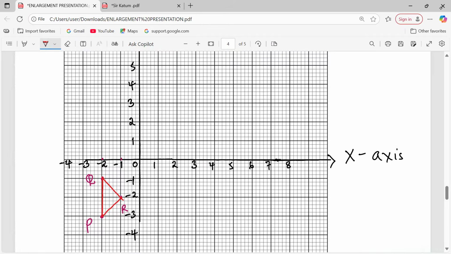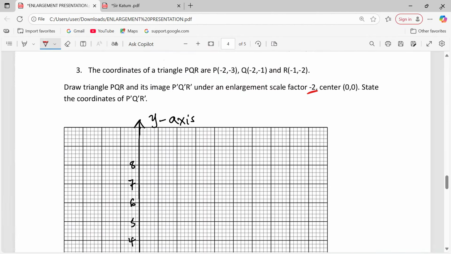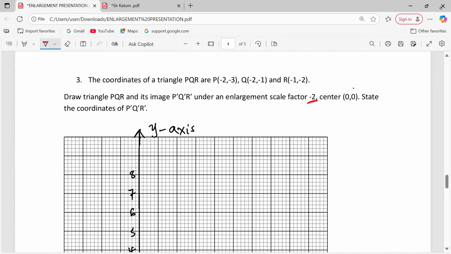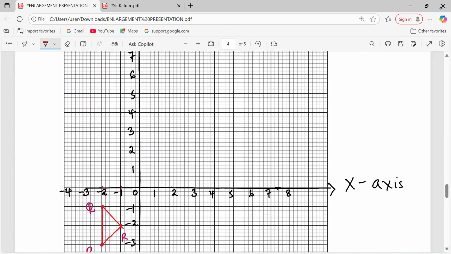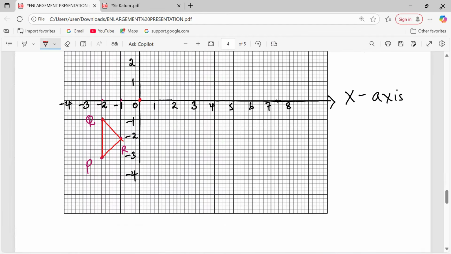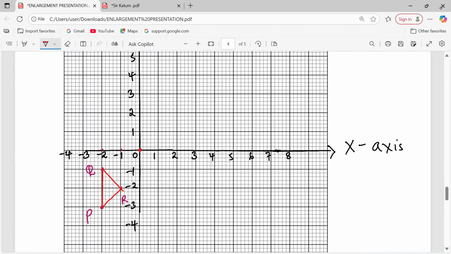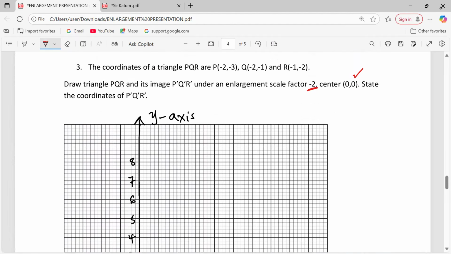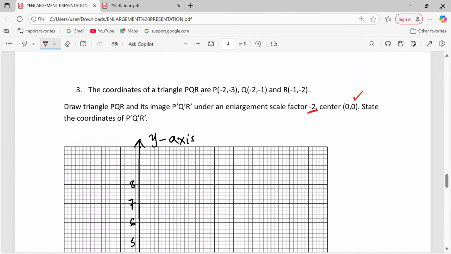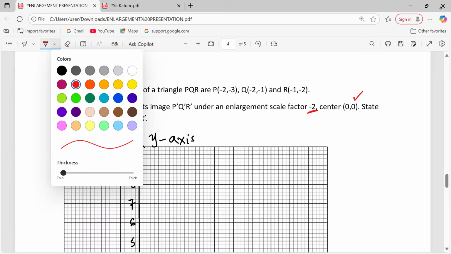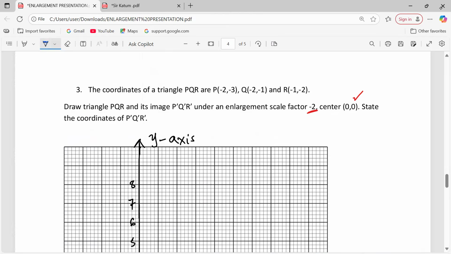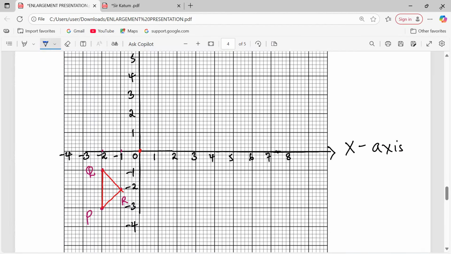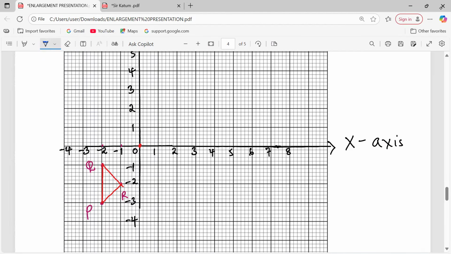What is the next thing that we're supposed to identify? The center of the enlargement, and the center is provided. Center (0, 0), or rather the origin, where the x and y-axis meet. The scale factor again is -2, not 2, but -2. So how shall we enlarge in this case? Allow me to use some blue. We connect a coordinate to the center of the enlargement. If it's Q, I said there is no specific order.